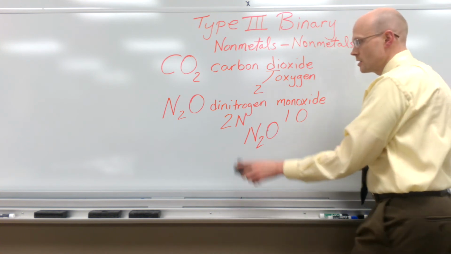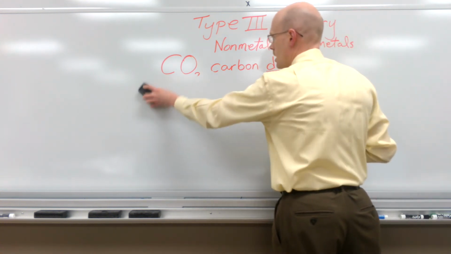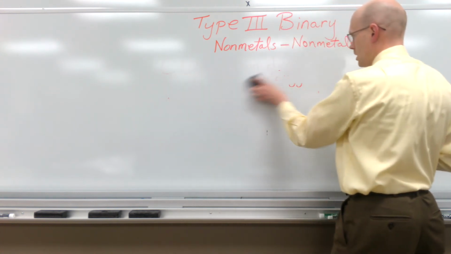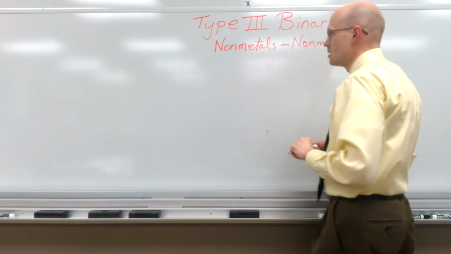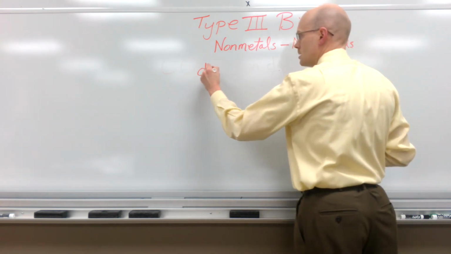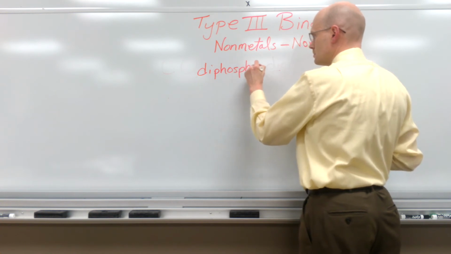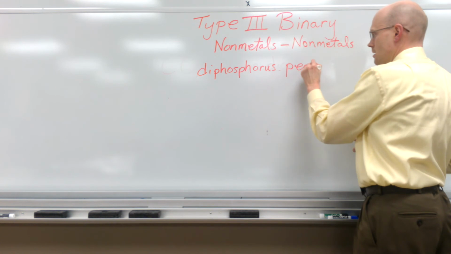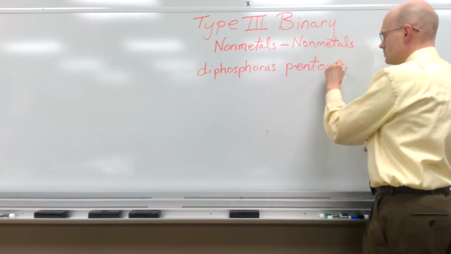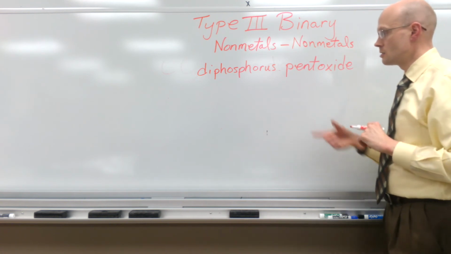Now, let's try some the other way. Let's have the name and create the formula. Let's try diphosphorous pentoxide. Diphosphorous pentoxide. So let's take it apart.